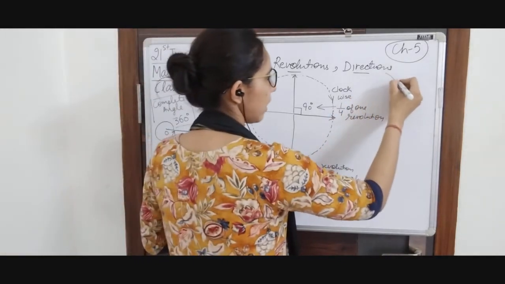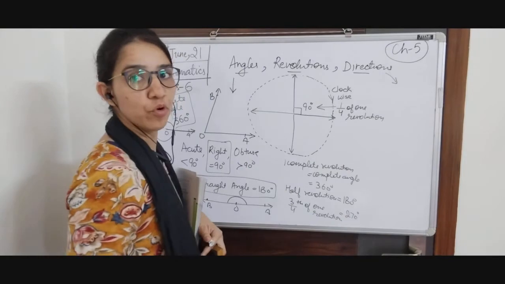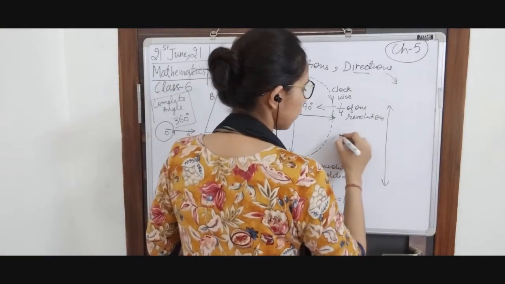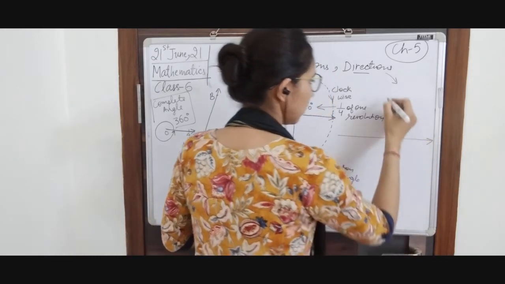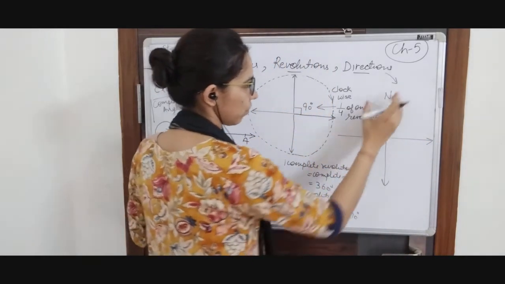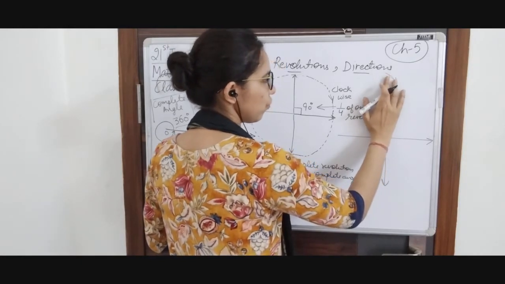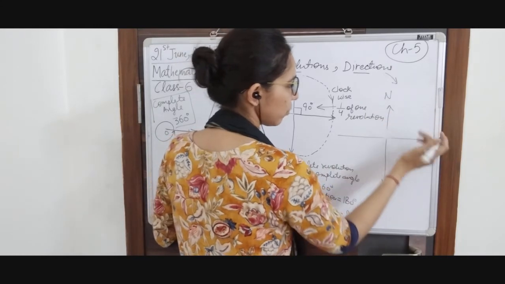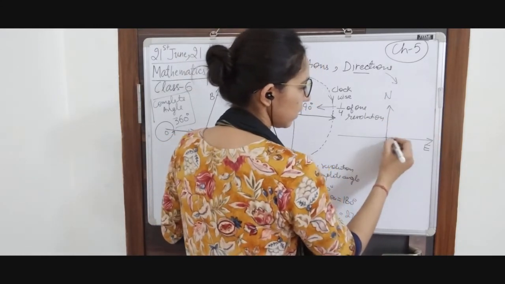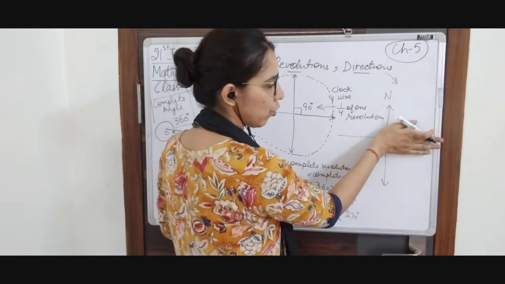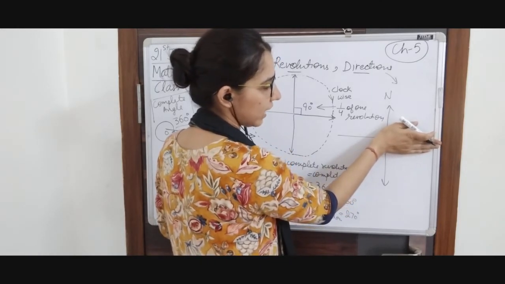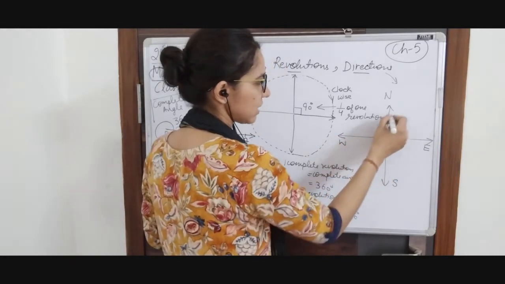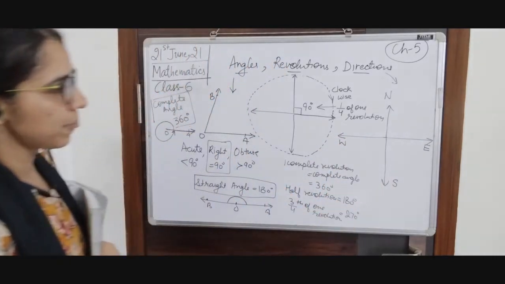Next is direction. As we are all aware, we have 4 directions: east, west, north and south. And if you are facing north, if you are facing this direction and you move 1/4 of a revolution, you reach another direction which is known as east. Similarly, if you are facing east and you move 1/4 of a revolution, one right angle clockwise, you move to the south direction, and similarly west. So these are the 4 directions.